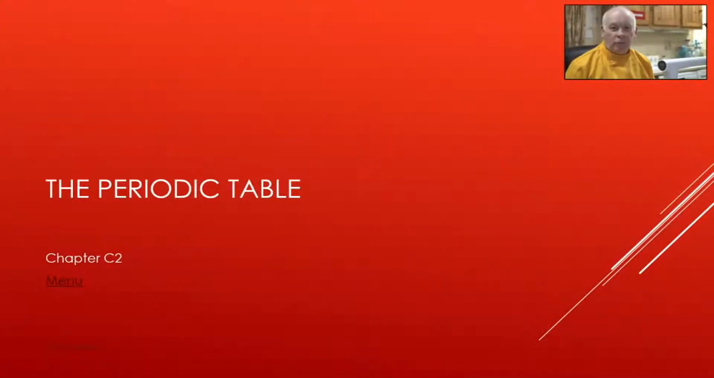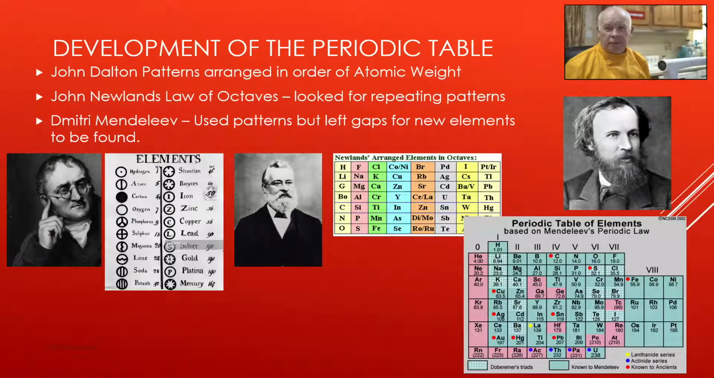Well, we're going to have a look at some chemistry. We're going to have a look at the periodic table, and basically its development. And then we'll have a look at some reactions. Now, development of the periodic table's taken place over many hundred years.